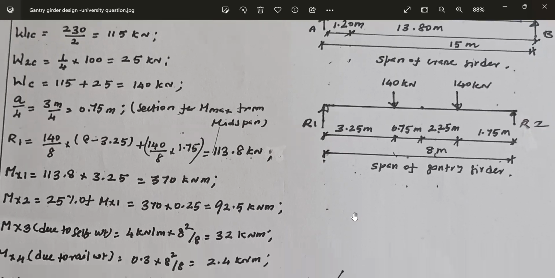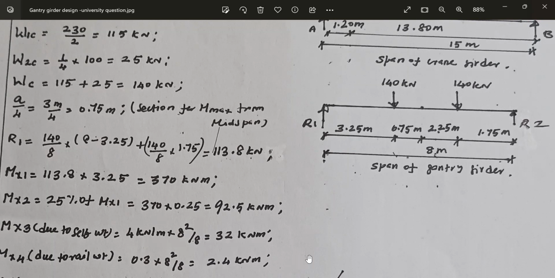Then we are having the self weight of the gantry girder. Gantry girder is spanning between the columns. Spacing of the column is 8 meter. Span of the gantry girder is 8 meter. Take the self weight as 4 kilonewton per meter. Then bending moment due to self weight, WL square by 8, is 32 kilonewton meter.